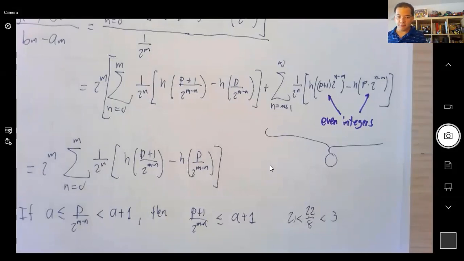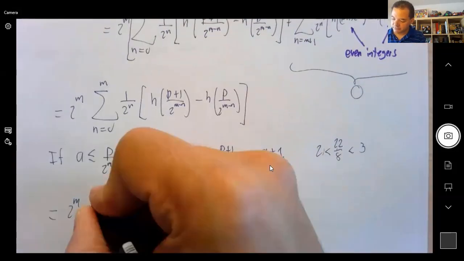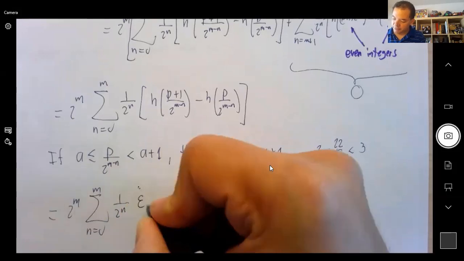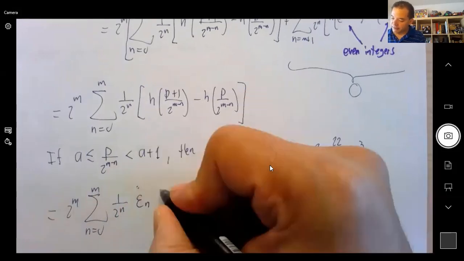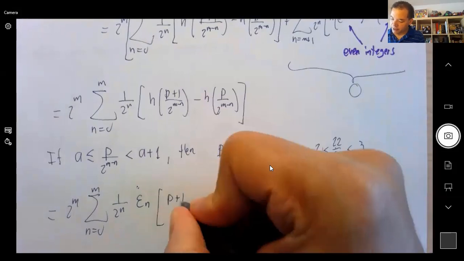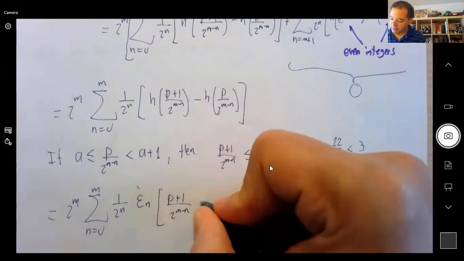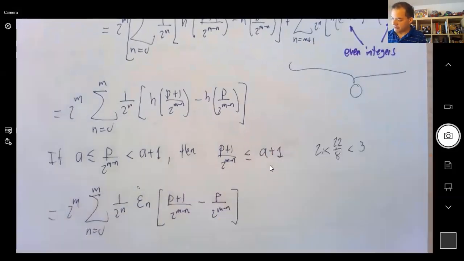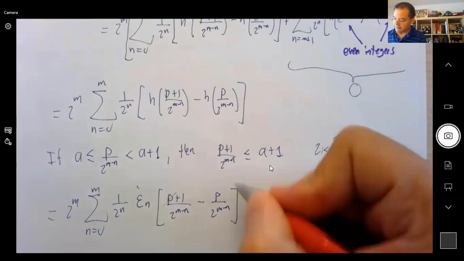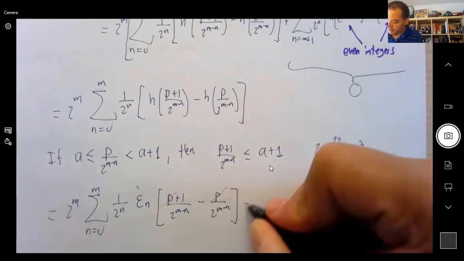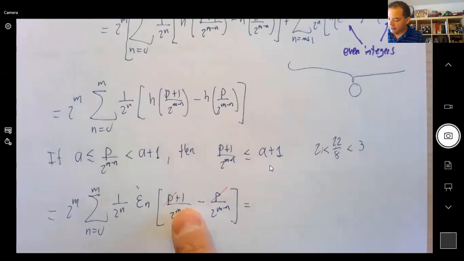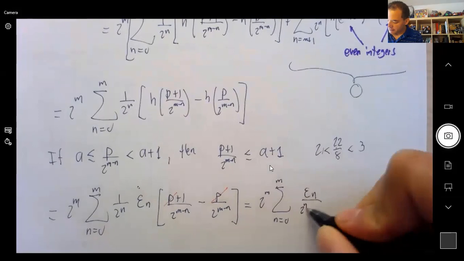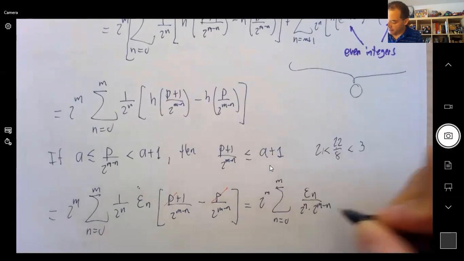So this sum simplifies as, it's either some epsilon n, which is 1 or -1, times their difference. So it's p plus 1 over 2 to the m minus n minus p over 2 to the m minus n. This cancels the p with the p. So this is 1 over 2 to the m minus n. With this n becomes 2 to the m. 2 to the n times 2 to the m minus n. So the n's go away.